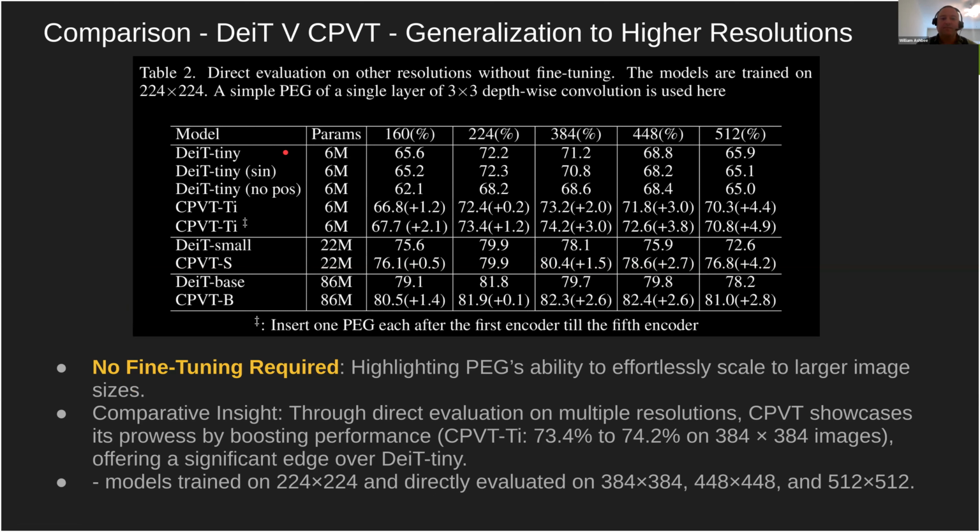So basically, they increase the resolutions to higher percentages. The DeiT model's performance drops off as the resolution increases, but the CPVT performance holds up a little bit better. They trained on 224 by 224 images and evaluated on different higher resolution images all the way up to 512 by 512.